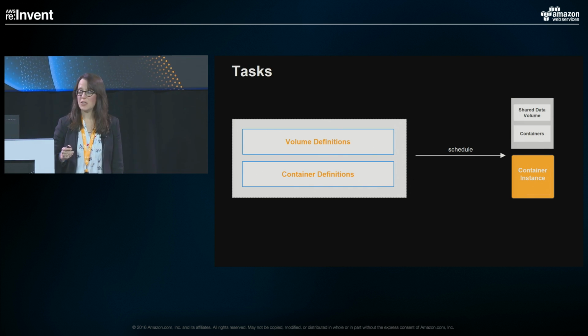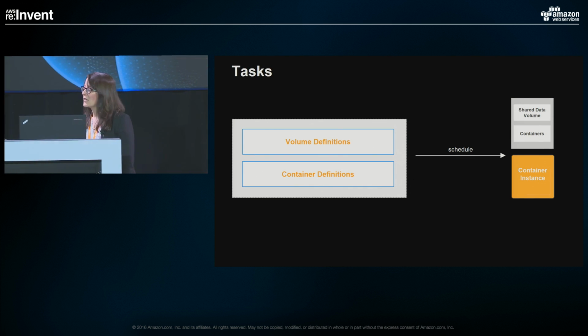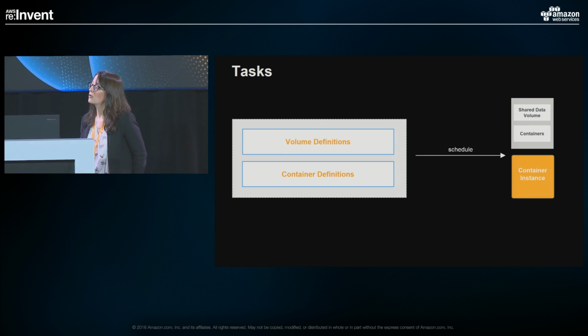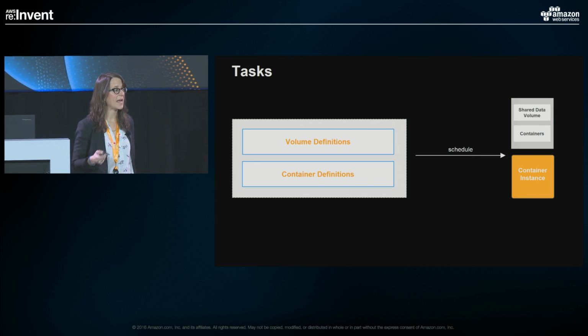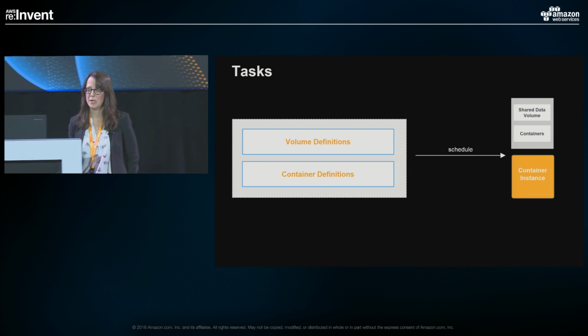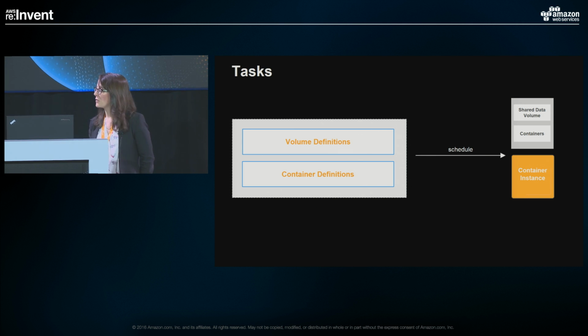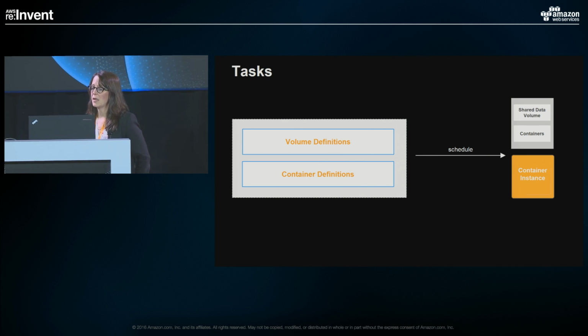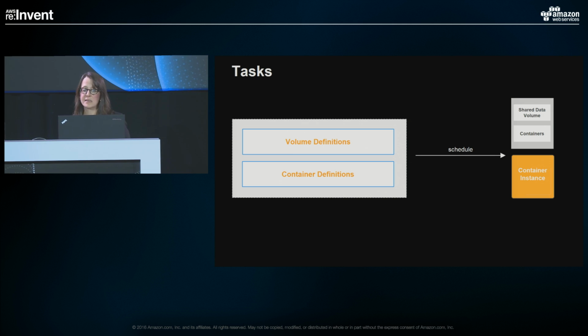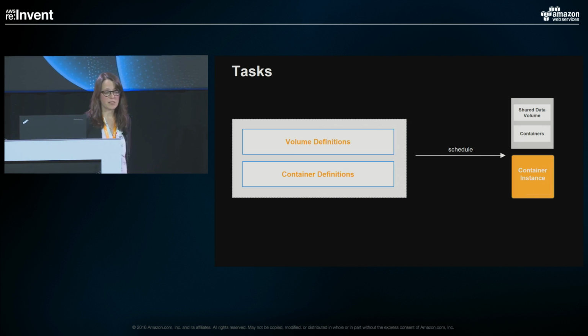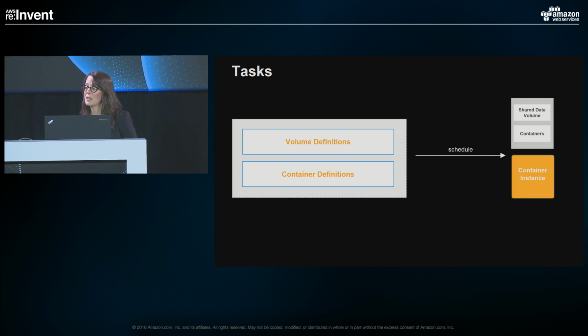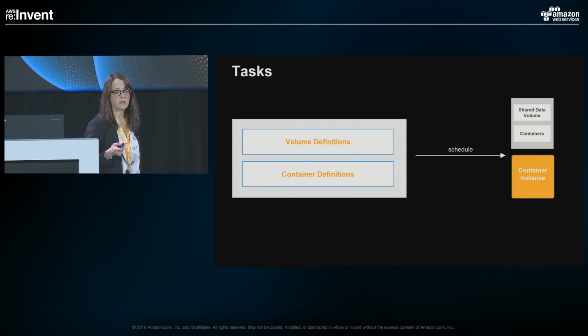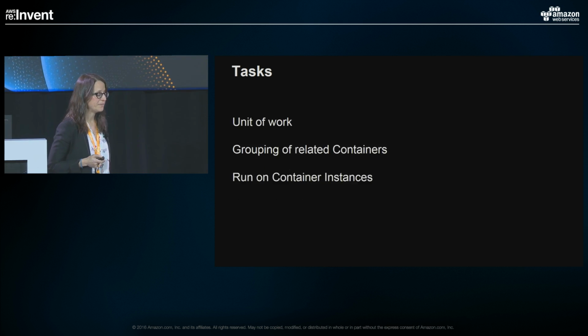So once your task definition is created, scheduling a task definition onto an instance with available resources creates a task, which is a running instantiation of your task definition. So just to get the terminology down. There are a few ways that you can get it onto the instance. You can run the task, you can start the task, or you can create a service, which we'll talk about in a minute, that will handle distributing it across your cluster.